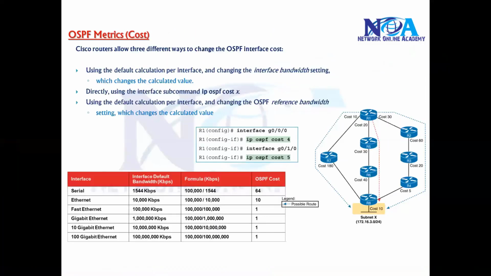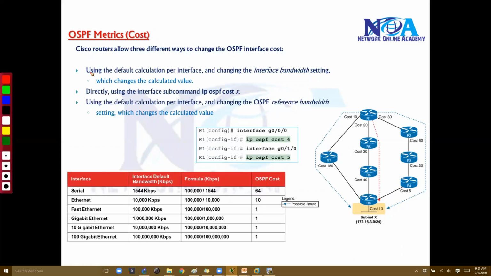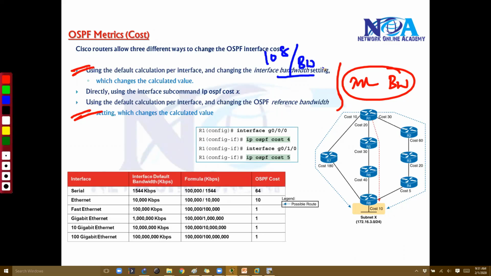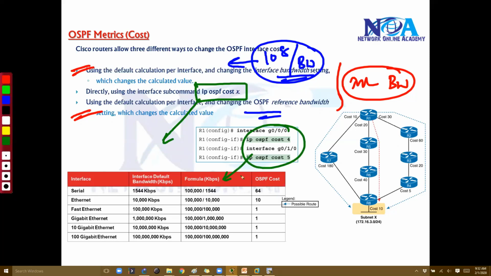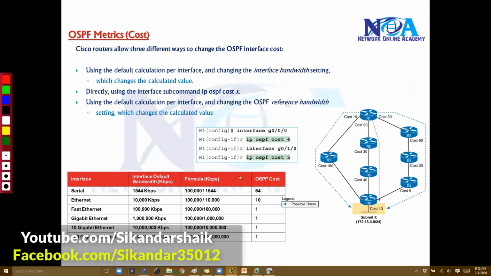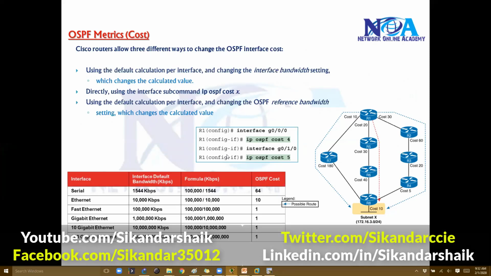In the first and third cases, the cost considers the interface bandwidth, and the only difference is that the reference value changes. Here it is 10 to the power of 8 divided by bandwidth by default, or you can change it to 100 gig as we did just now. Or you can simply set the cost manually on each and every interface. Depending upon the options we use in our network configurations, the cost values will be derived.